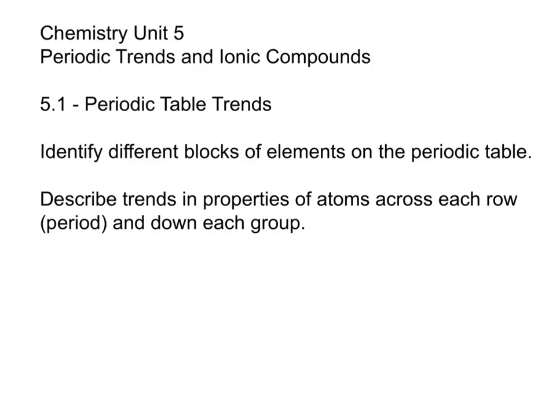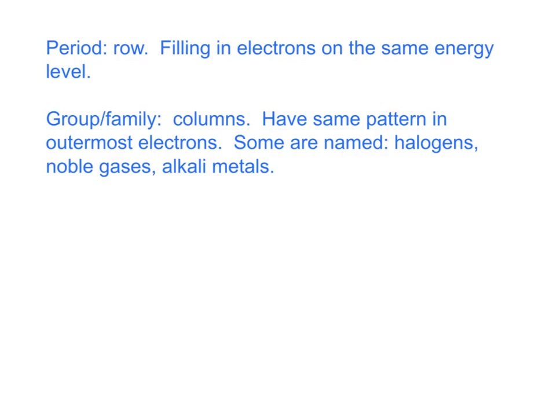And the second one is to describe trends and properties of atoms across each row, also known as periods, and down each group, known as families, actually. So the first definition we want to talk about is the word period. It's also known as a row. This is the filling in electrons on the same energy level. So n equals 1, n equals 2, n equals 3. Those are your rows of the periodic table.